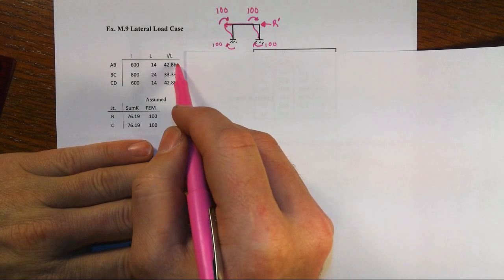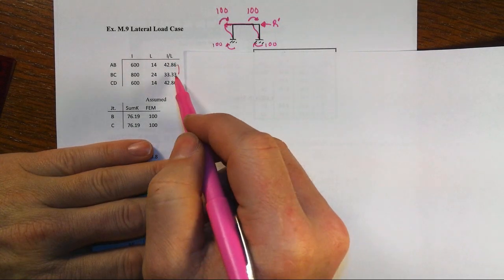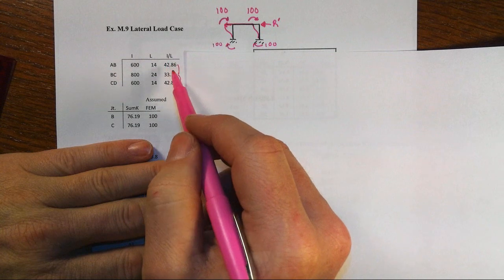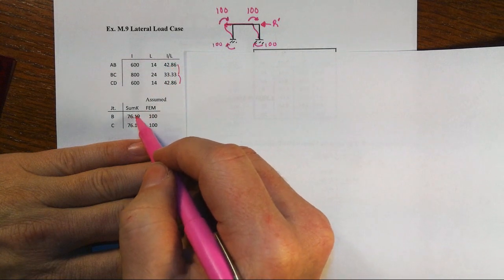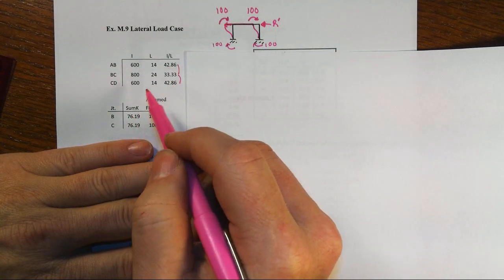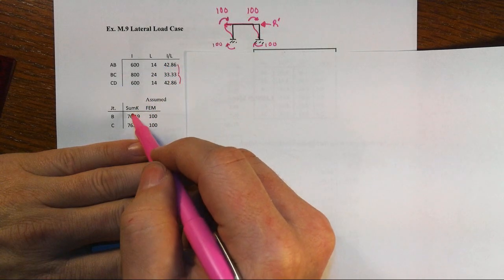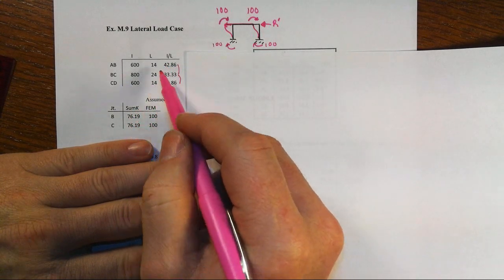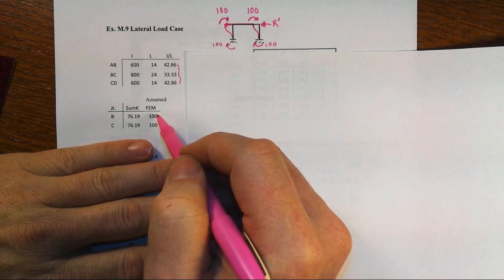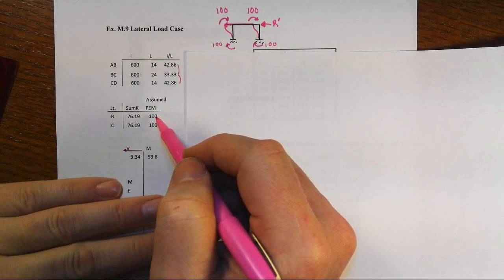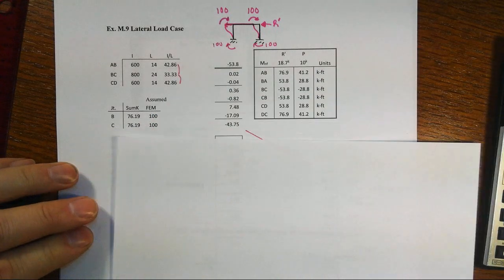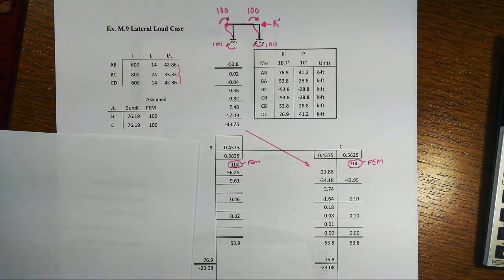Sum up at the joints what those I over L's are, just at the joint alone, those things that are connected, and that forms a basis for our distribution factor: member over the sum at the joint. Likewise for the other one, and same number in this case. And then I'm just reporting what the fixed end moments are that go along with those values.